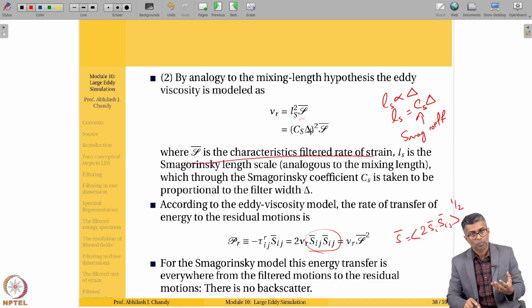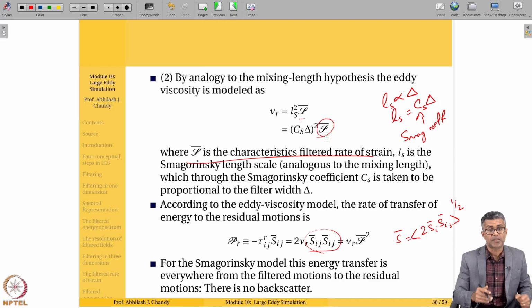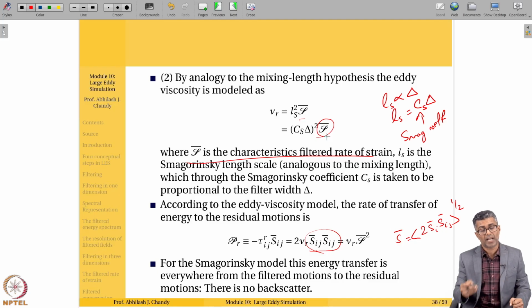Cs is a number. Cs squared is going to be positive. Delta is going to be positive, delta squared is positive. S bar is again a positive number because it is the magnitude of a tensor, so it is again a positive number.